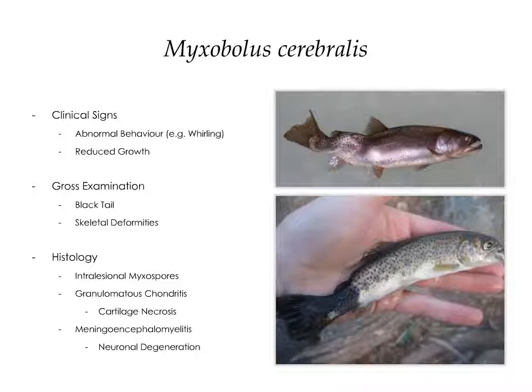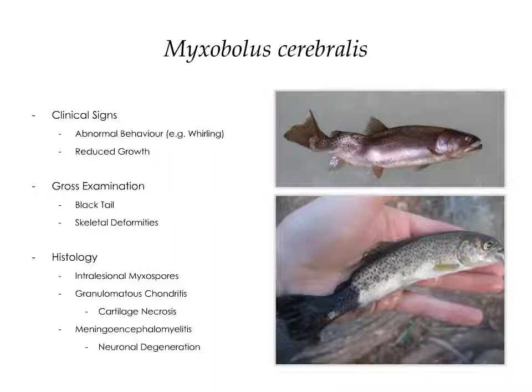Histologically, there are large numbers of intralesional myxospores. These are associated with granulomatous chondritis and cartilage necrosis. The inflammatory process can also extend into the underlying nervous tissue, so associated lesions include meningoencephalomyelitis and neuronal degeneration.